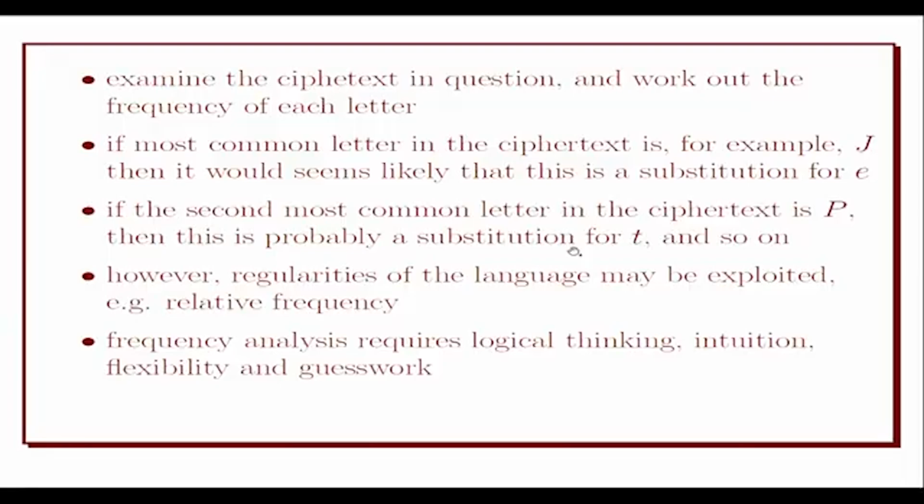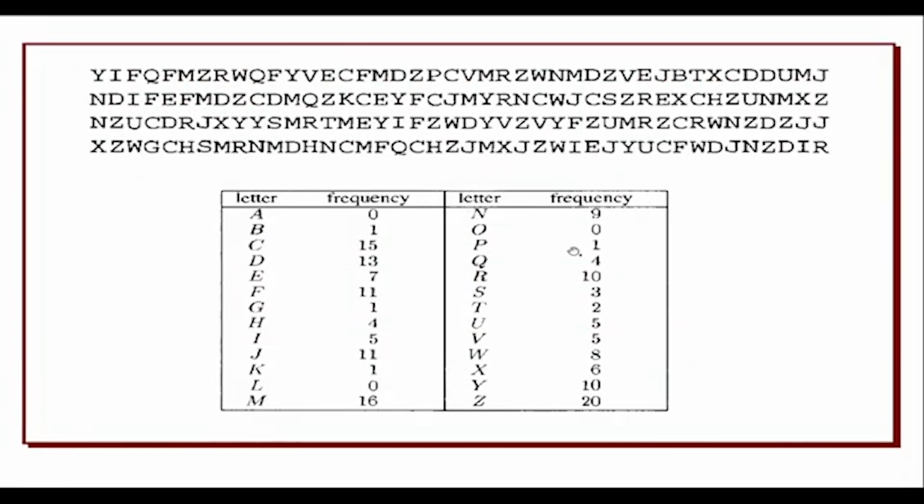So, we will take an English text. Let us take this ciphertext. This is a ciphertext Alice is sending to Bob. Now, what will we do? On this ciphertext we will do the frequency count of the letters. If you do the frequency count, A is not coming, B is coming one time, C is coming like this. So, we observe that Z is coming 20 times.